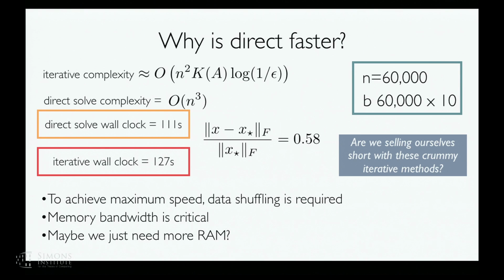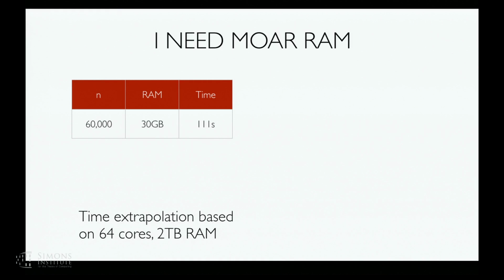And the second question, this goes back to Mark's point, is that if I actually want to get something bigger, maybe I just need more RAM. Right? So how much RAM do I need for 60,000 by 60,000? Well, it's about 30 gigabytes to store that in double precision. And we did this on a machine that has 64 cores and 2 terabytes of RAM. So we have headroom. In fact, we could probably do 350K in 6 hours if we were so inclined. So that's getting bigger.